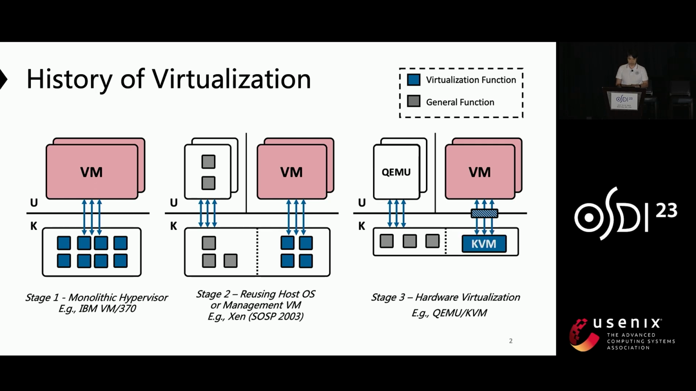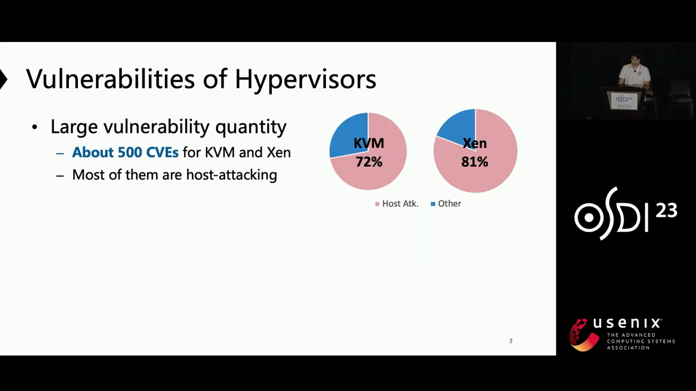Nowadays, the third stage hypervisor usually takes a split module, which consists of an in-kernel driver and a user-level helper, like QEMU KVM. Compared to the user-level helper, vulnerabilities from the in-kernel hypervisor components cause significantly more risks to the host kernel, for they are higher privilege and they interact most frequently and directly with guests. Unfortunately, there are about 500 in-kernel CVEs from KVM and Xen, and most of them can cause the host kernel to be attacked by guest VMs.